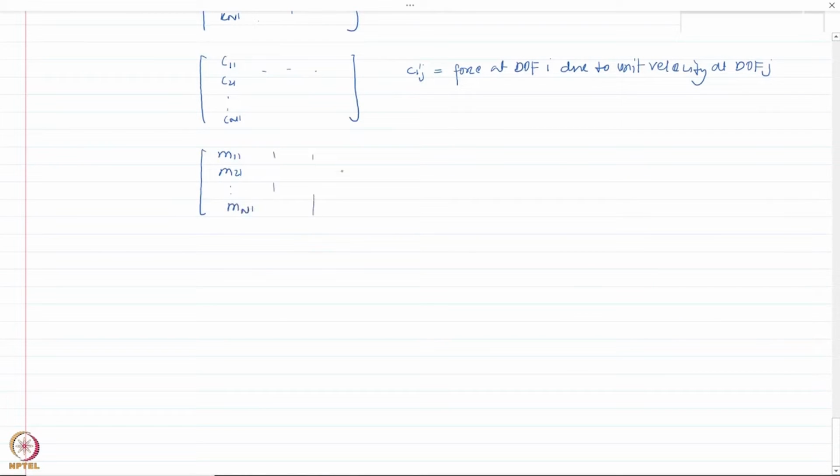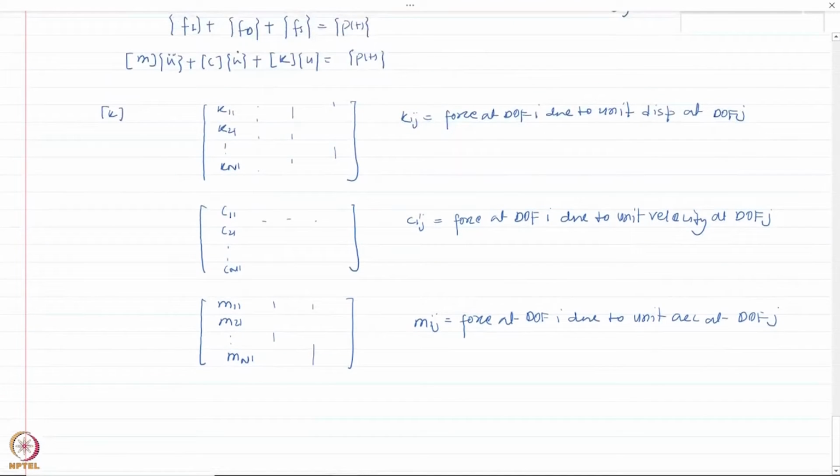Okay, and Mij is basically the force at DOF i due to unit acceleration at DOF j.